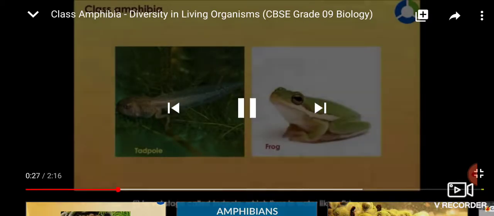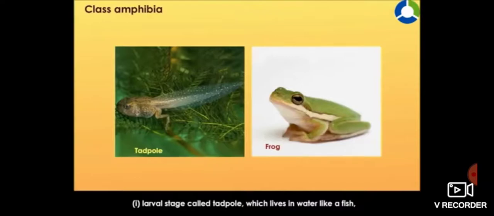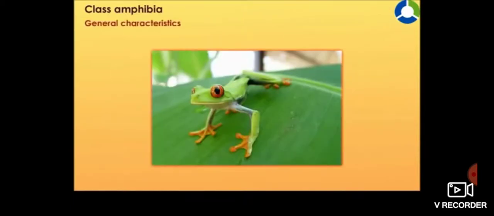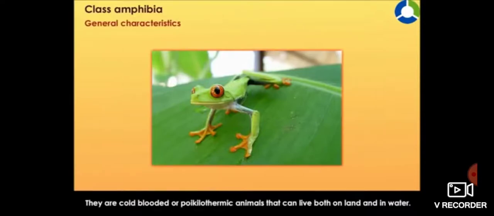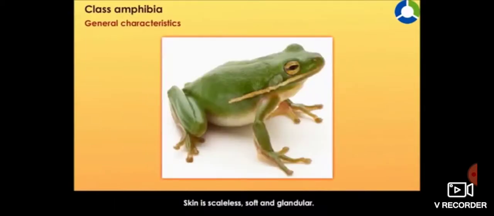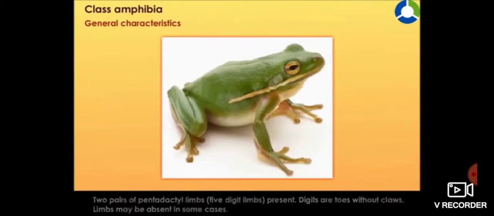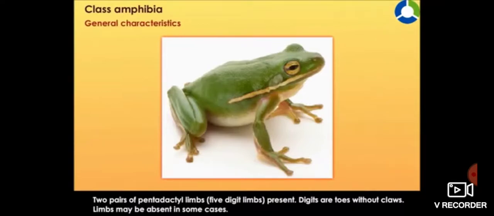First, the larval stage called tadpole, which lives in water like a fish. And second, the adult, which leads a terrestrial mode of life. General characteristics: they are cold-blooded or poikilothermic animals that can live both on land and in water. Skin is scaleless, soft and glandular. The body is divided into head and trunk. They do not have a neck. Two pairs of pentadactyl limbs, that is 5-digit limbs, are present. Digits are toes without claws. Limbs may be absent in some cases.